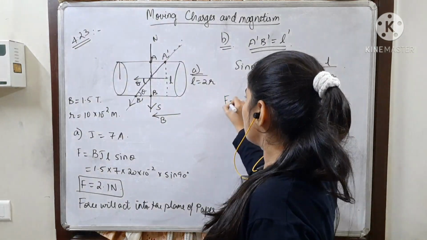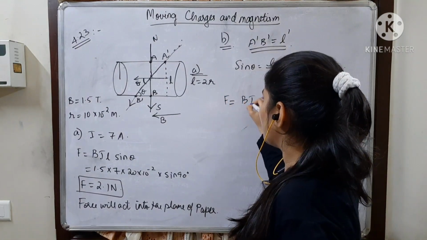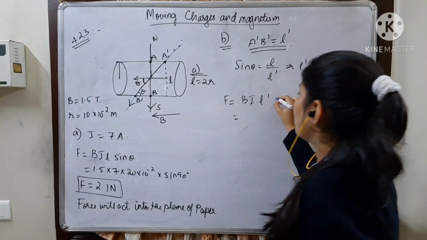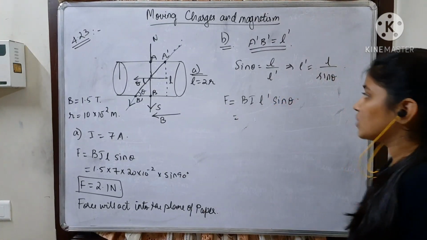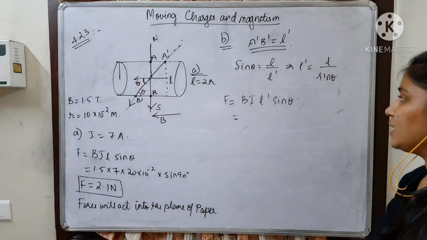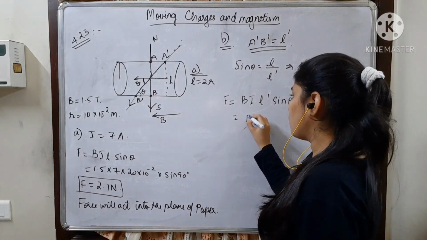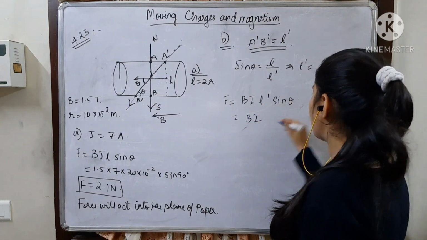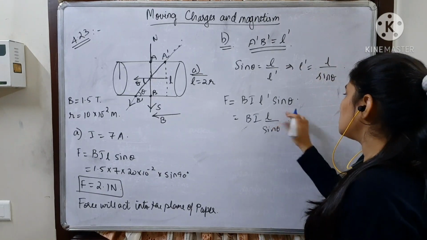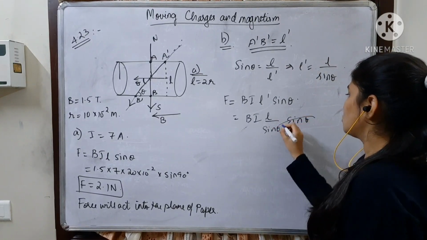Now we have to find out the new force. That will be B into I into L dash. Here we do not have sine 90; we have sine theta because the angle is not 90 degree. So the entire equation is B into I into L dash, where L dash is L by sine theta, multiplied by sine theta. So the sine theta will get cancelled.